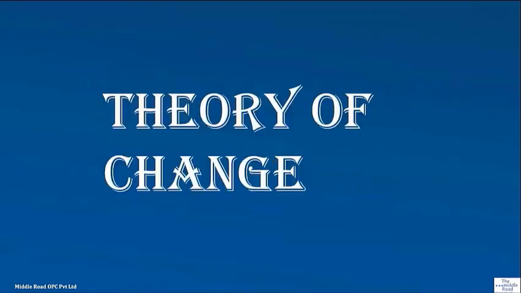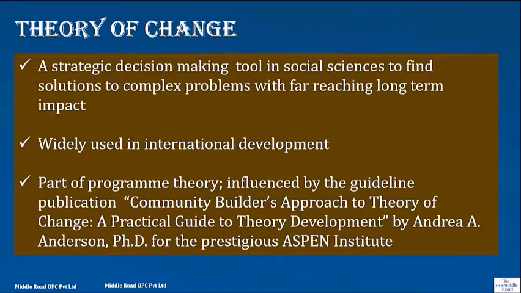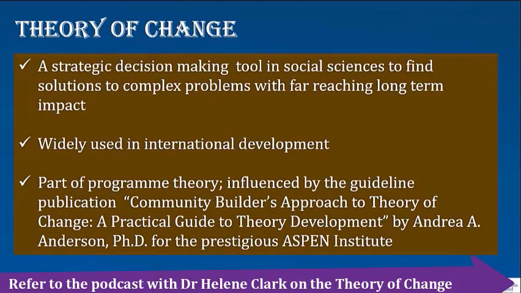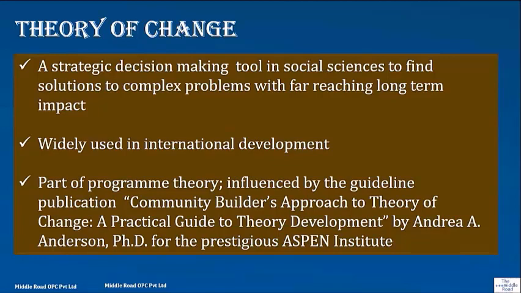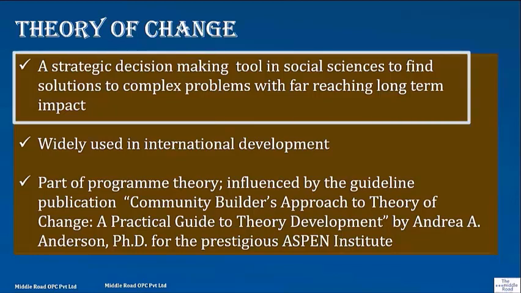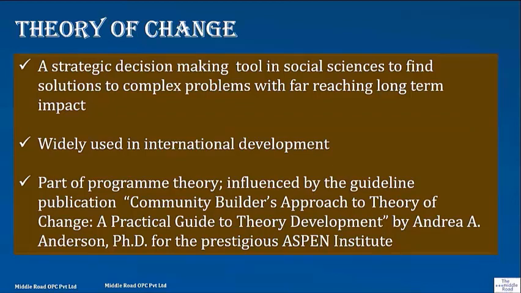So, theory of change. We're talking about interventions. These are basic policy changes, or, for example, if you want to eradicate a disease among children or babies, it could be going through a free immunization process. It could be camps or door to door. These are the interventions. Theory of change plays a major part in impact evaluation. It's basically a strategic decision-making tool in the social sciences, to find solutions to complex problems. Usually it's planned out for the long term, and we'll look at it in detail.